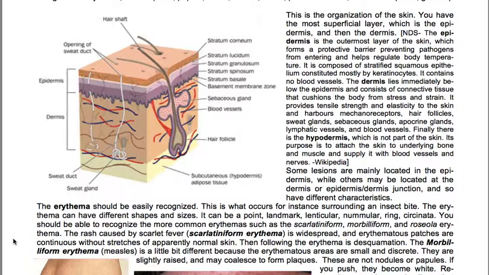The rash caused by scarlet fever, which is scarlatiniform erythema, is widespread, and erythematous patches are continuous without stretches of apparently normal skin. Then following the erythema is the squamation. The morbilliform erythema, measles, is a little bit different because the erythematous areas are small and discrete. They are slightly raised and may coalesce to form plaques. These are not nodules or papules.